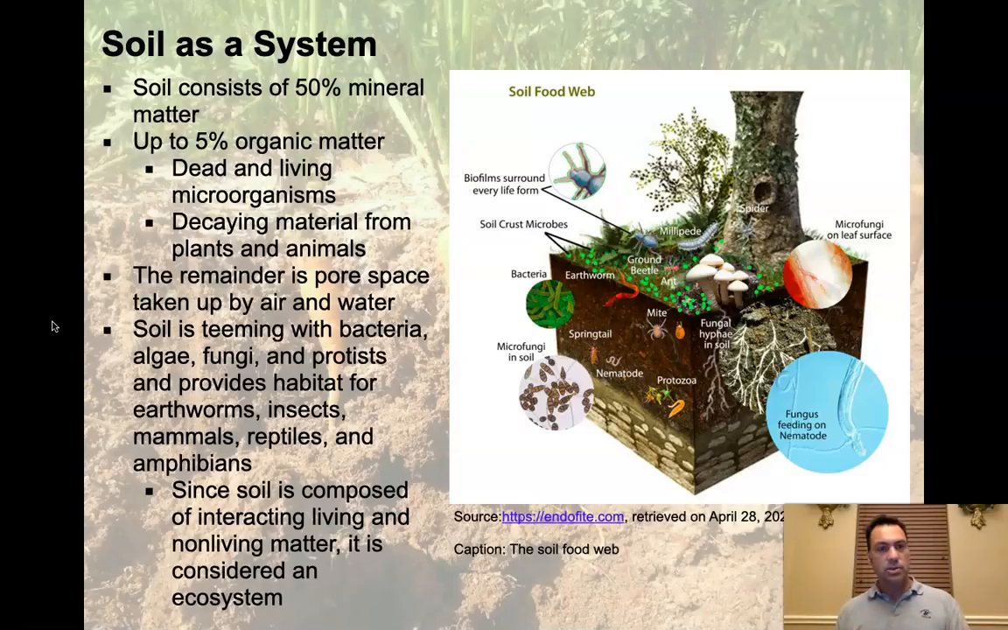And so it turns out that soil is teeming with bacteria, algae, fungi, and protists, and provides habitat for earthworms, insects, mammals, reptiles, and amphibians. It's incredible what we'll find down there. Here we see in this block diagram earthworms, bacteria, springtail, a nematode, and protozoa. And of course, as insects slide through the soil, they have little biofilms on them that make them feel slippery, but it helps them work their way through this soil matter.